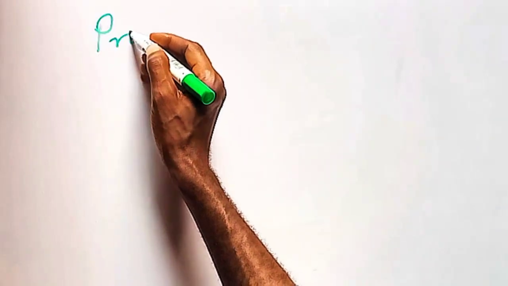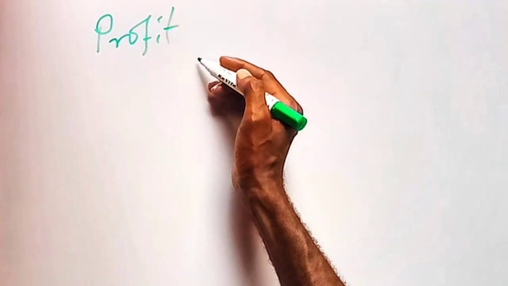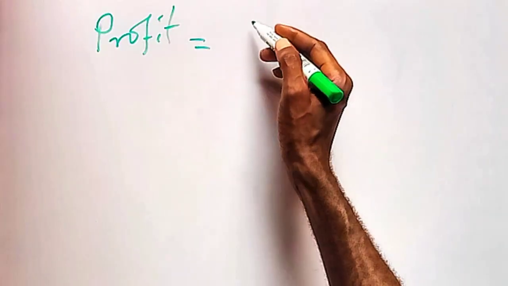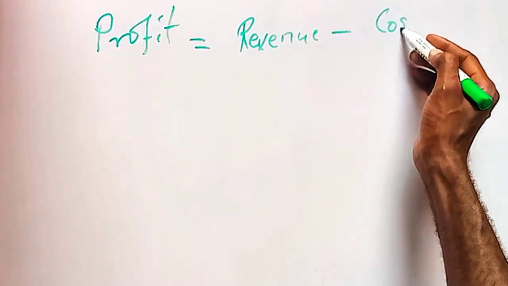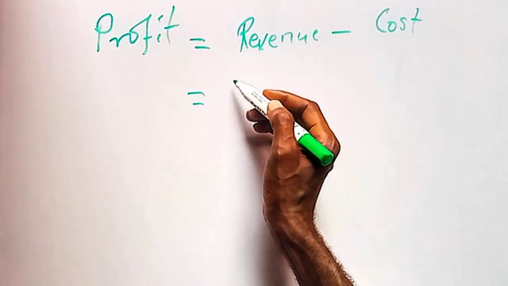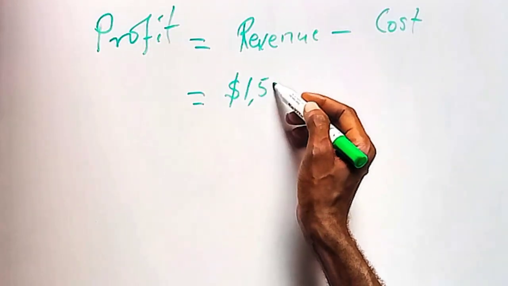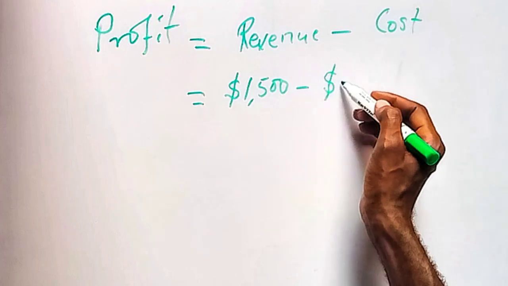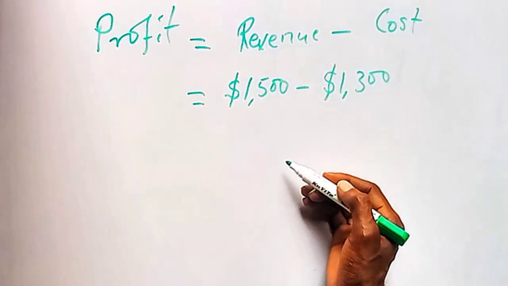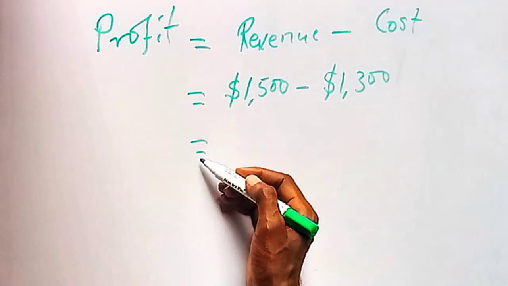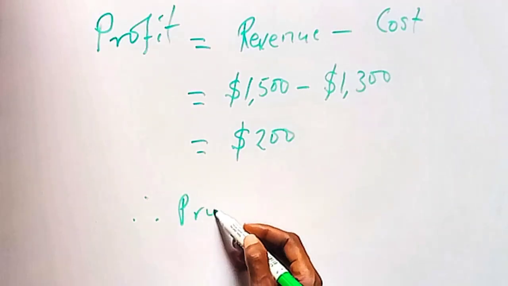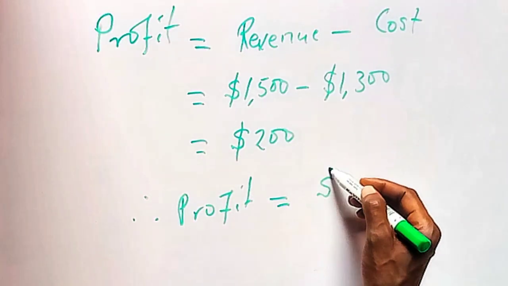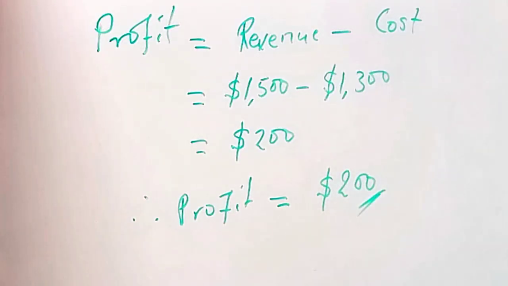Profit equal to revenue minus cost, which is equal to $1,500 minus $1,300, which is equal to $200. Therefore, profit now is equal to $200.